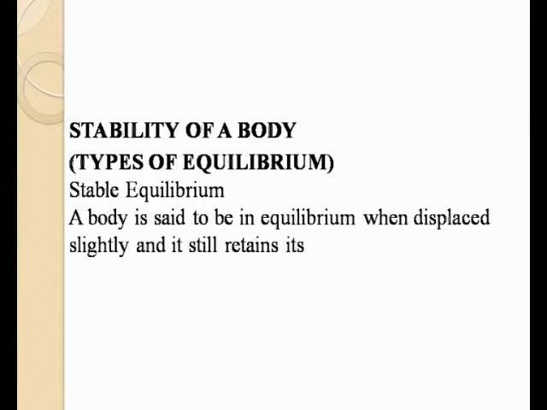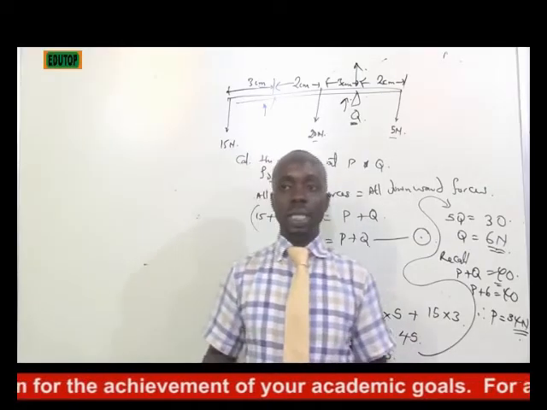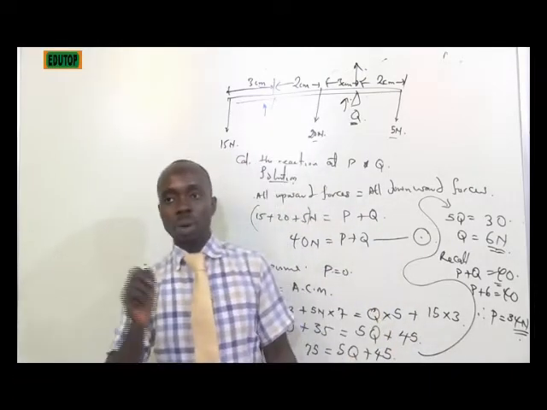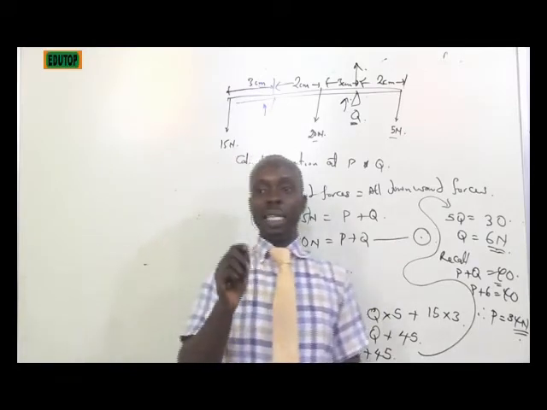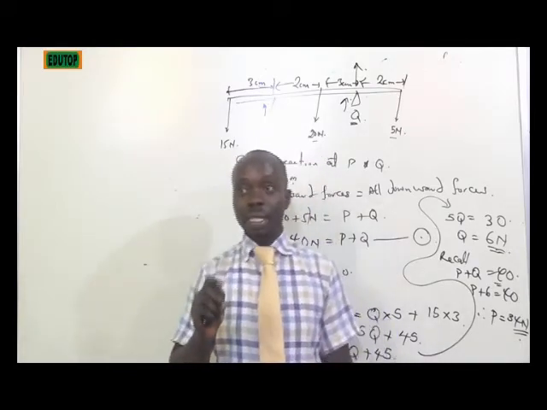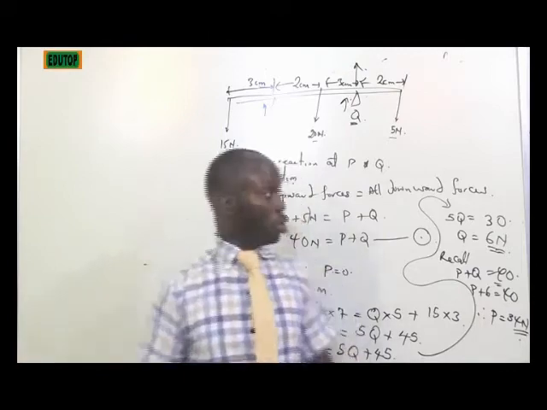A body can be in equilibrium and it could be unstable. And a body can be in equilibrium and it could be neutral. So those are the three major classes of equilibrium. You understand? When a body is in that state. Now, a body is said to be in stable equilibrium when displaced slightly and it still retains its original position. What do we mean?